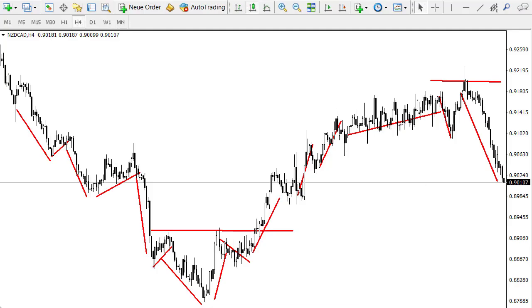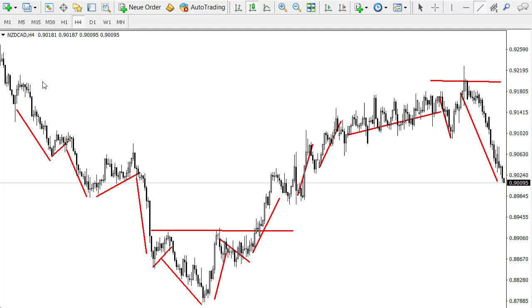So we have learned now about impulsive and corrective waves, and I hope you practiced your new knowledge a little bit to analyze your trending phases. Now the next concept that we will take a look at is called swing points. Swing points are the ending and the beginning phases of your corrective and impulsive waves.